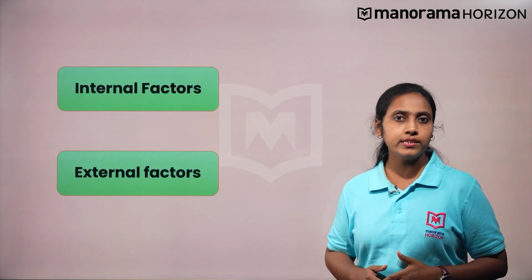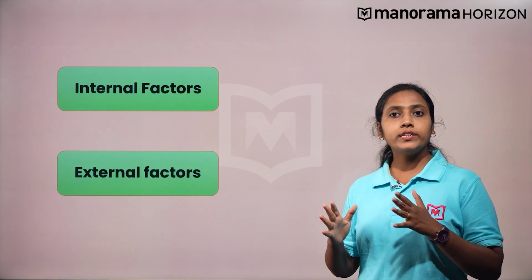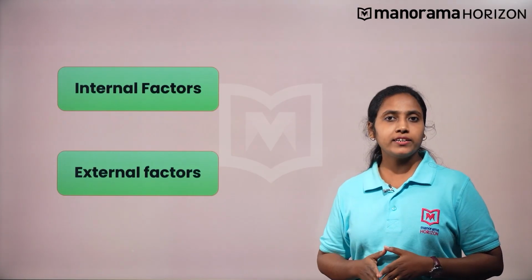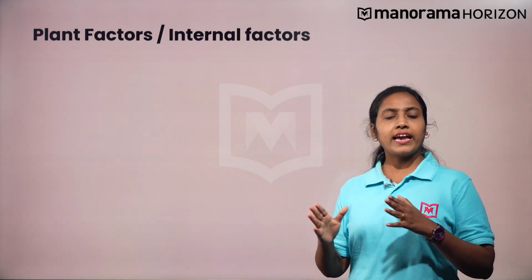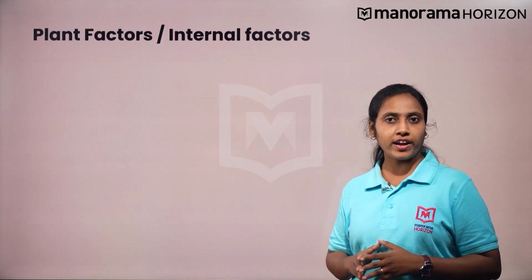Before sowing crops, farmers must have a clear idea of the factors affecting the rate of photosynthesis. The rate of photosynthesis is affected by several factors, both internal and external. Do you know what is the other name for internal factors? The internal factors are also known as plant factors. Can you now guess which factors are considered as plant factors?